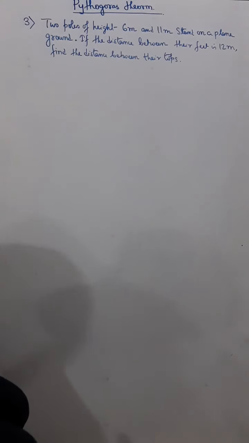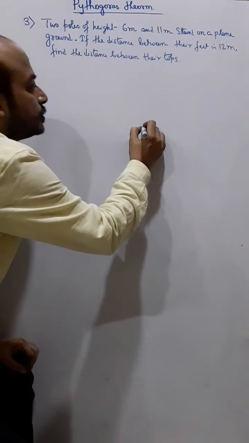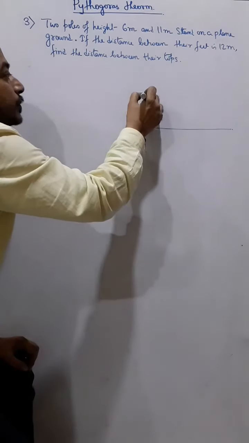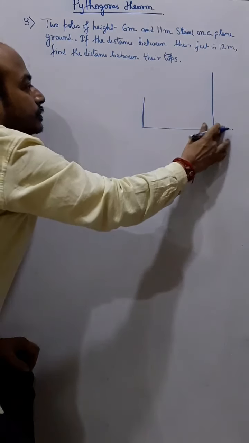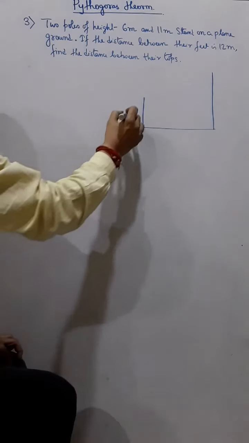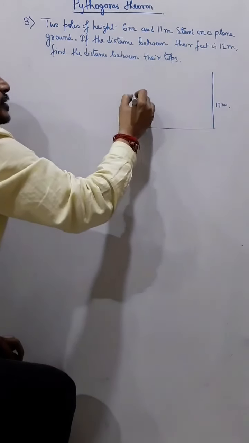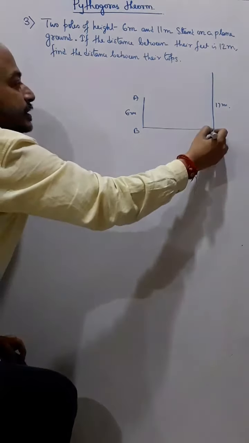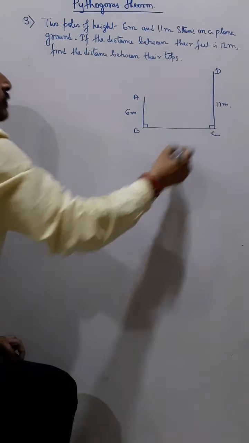Okay, now see this sum. Two poles of height 6 meter and 11 meter stand on a plain ground. So this is one pole and this is another pole, and one is 6 meter and this is 11 meter. So let it be A, B, C and D. This is 90 and this is 90.